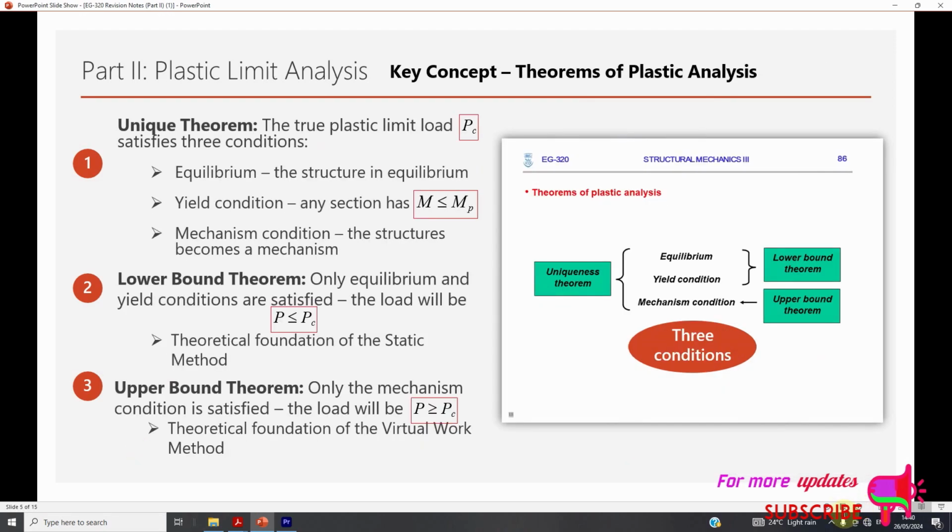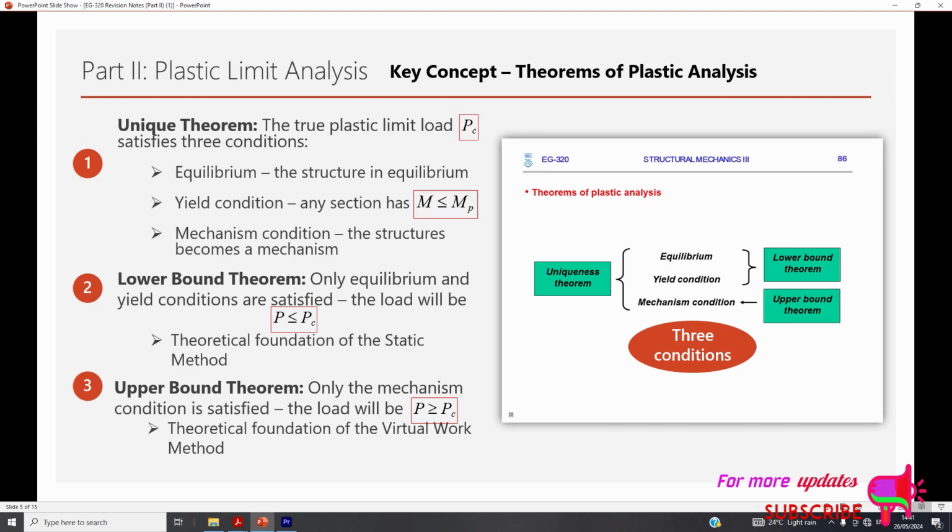Uniqueness theorem. The true plastic limit, that is P critical, satisfies three conditions. That is equilibrium, the structure is in equilibrium. Yield condition, that is any section where M is less than or equal to MP. Mechanism condition, the structure becomes a mechanism. That is the uniqueness theorem.